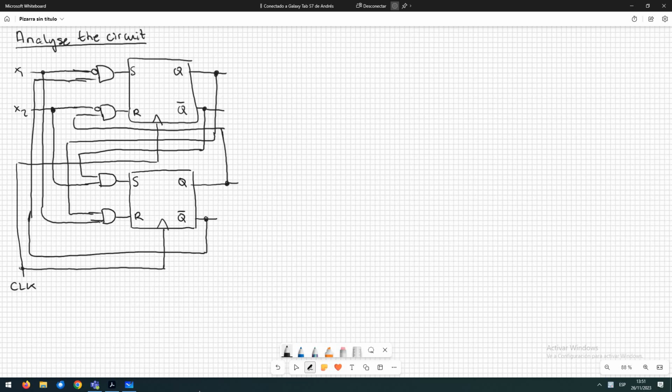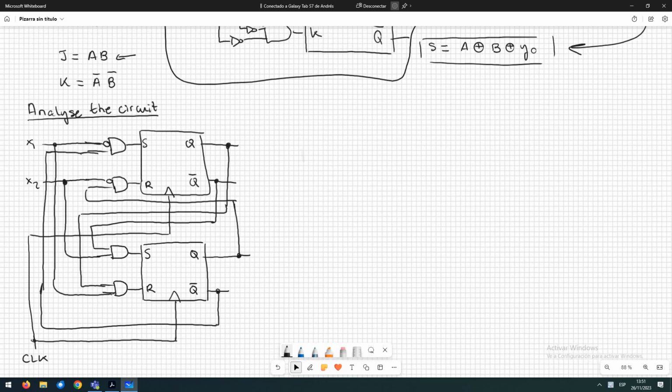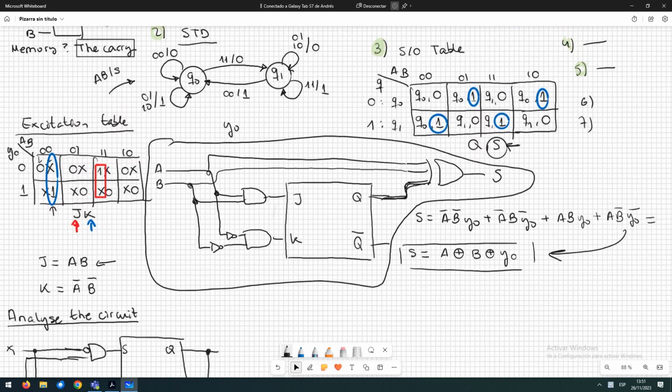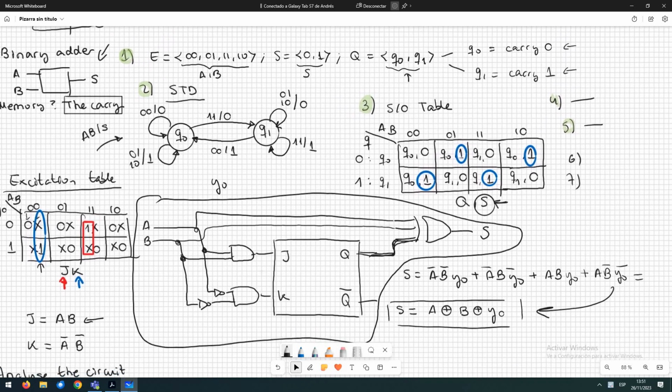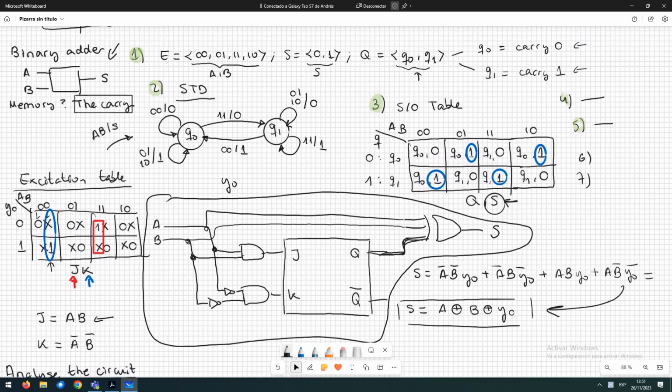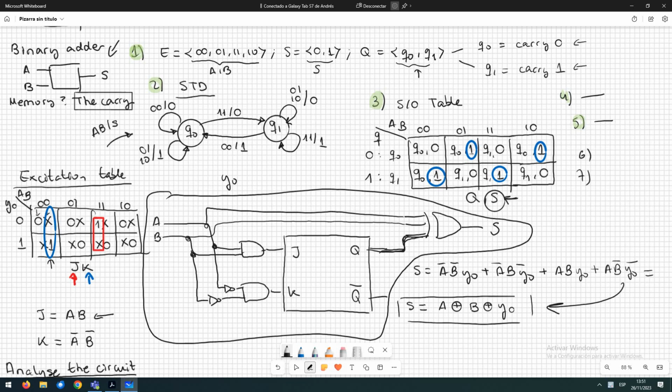So here we have to analyze this sequential circuit. But just before starting the analysis, I want to tell you one step that I forgot in the previous exercise. I told you that we are going to work with synchronous circuits, so there is one thing remaining here. We have to add the clock.